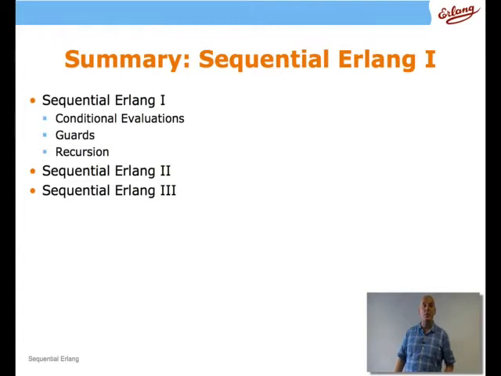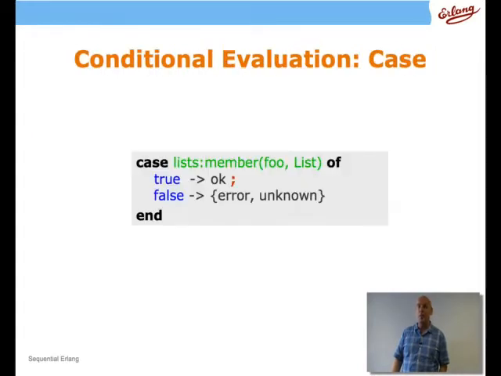As I say, what we're going to do in the first part of this is cover conditional expressions, how you branch in evaluation, and in particular talk about recursion, because that's the major way that control flows through Erlang programs. So we'll start by looking at case expressions.